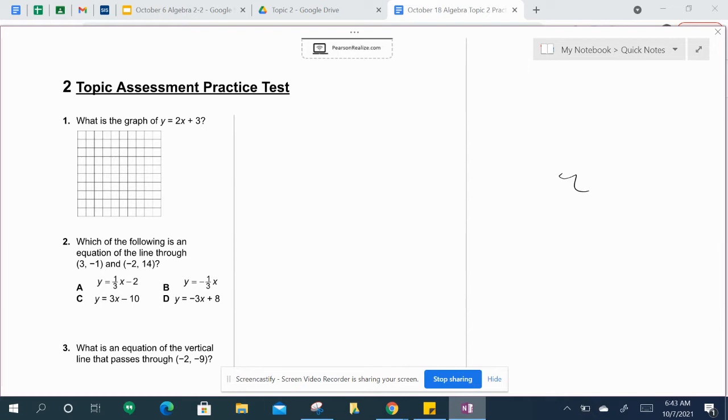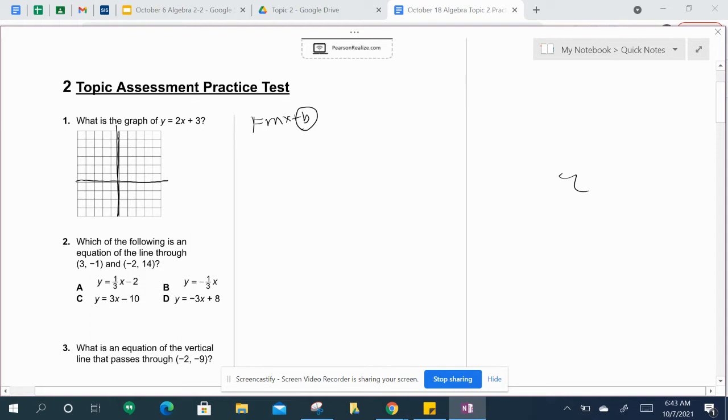Number 1 says, what is the graph of y equals 2x plus 3? What I notice first is that this is in slope-intercept form. So that means it's in y equals mx plus b form. So I begin at the y-intercept. My graph doesn't have an x and a y-axis, so the first thing I'm going to do is draw that in. And you can draw it anywhere you'd like on here that will fit your data.